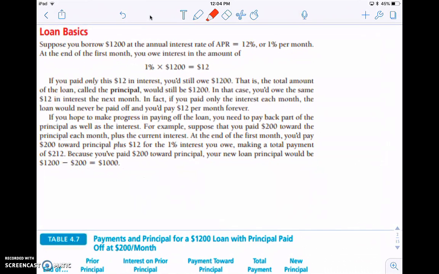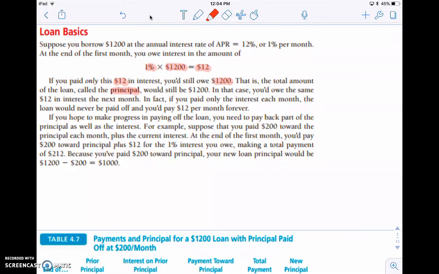So here's some basics. Suppose you borrow $1,200 at an annual interest rate, so APR, of 12%, and in other words, 1% monthly. So at the end of the first month, here's how you calculate your interest. You would take 1% of the $1,200, and you would owe $12 in interest after that first month. Now, if you only paid $12 in interest, you'd still owe $1,200. So that total amount is called the principal, like we've discussed in the past.